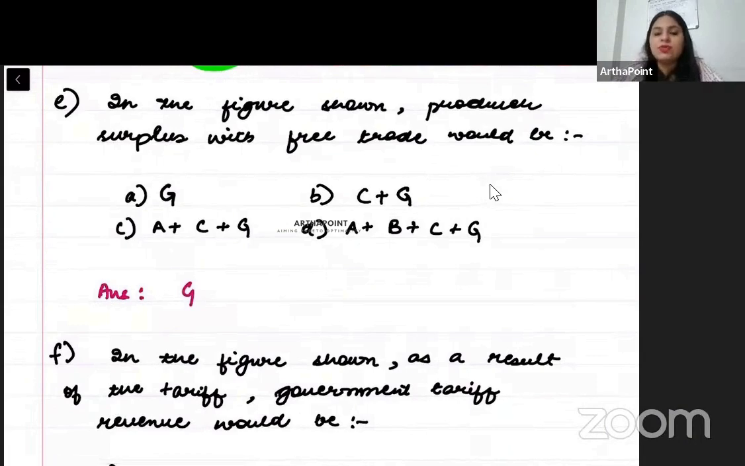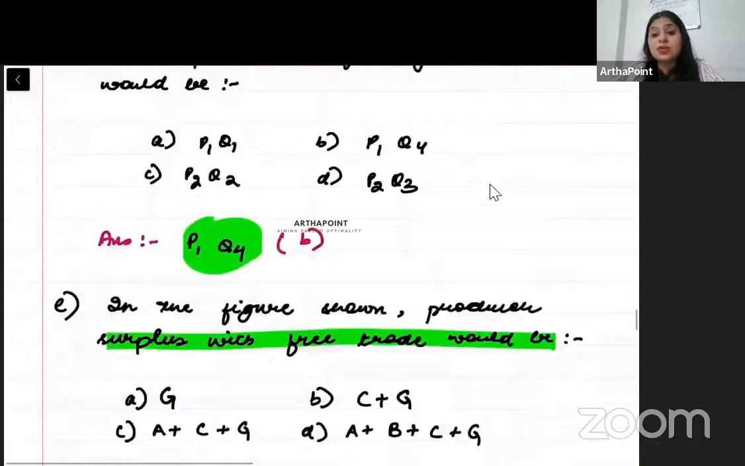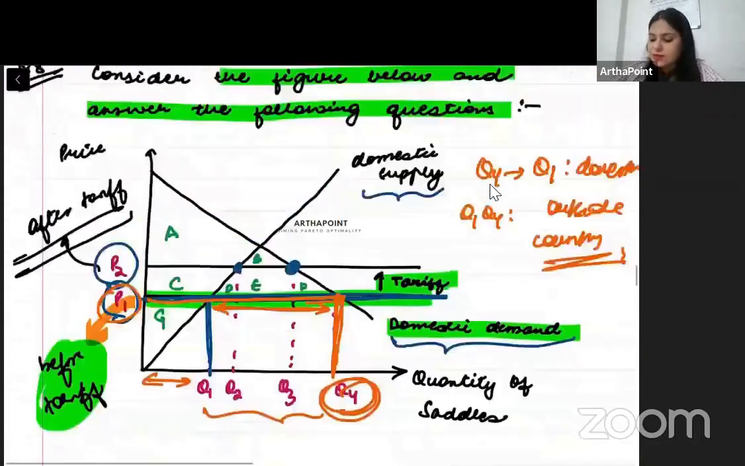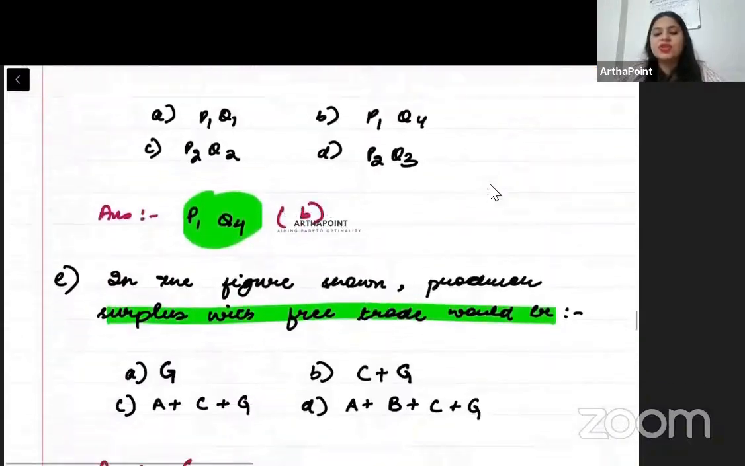In the figure shown, producer surplus with free trade would be. Now come back here. I am only interested in domestic producer surplus. Don't include imports here. So that's not included. The price before tariff was P1. Below the price and above the supply curve, that means this much, is going to be my producer surplus. So the answer is going to be G.